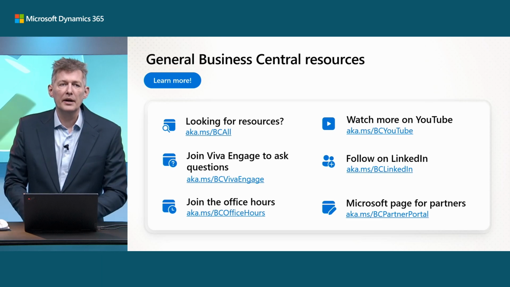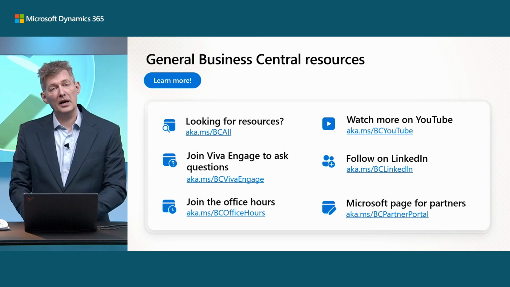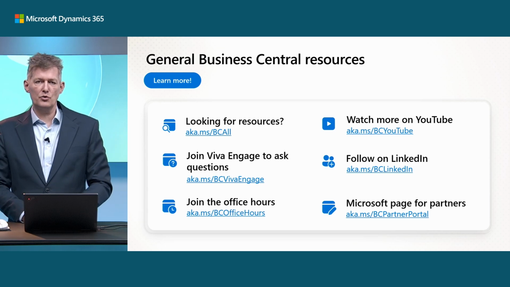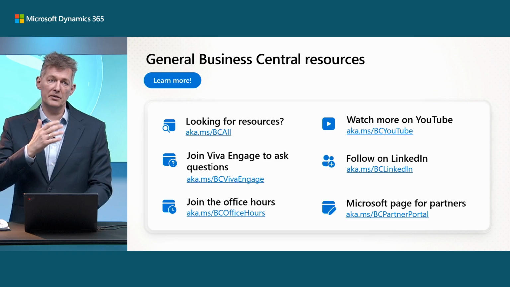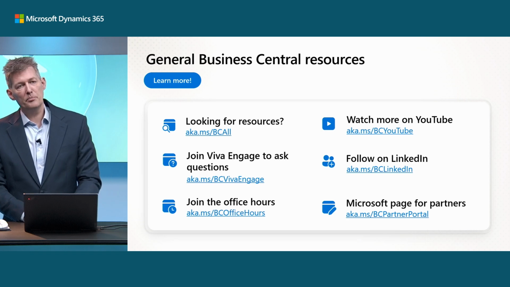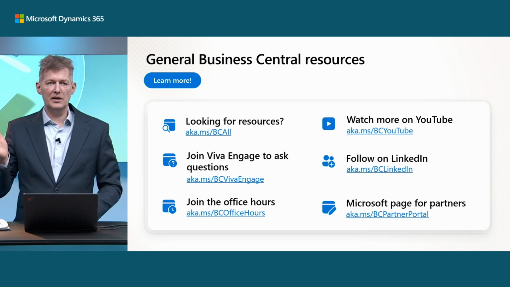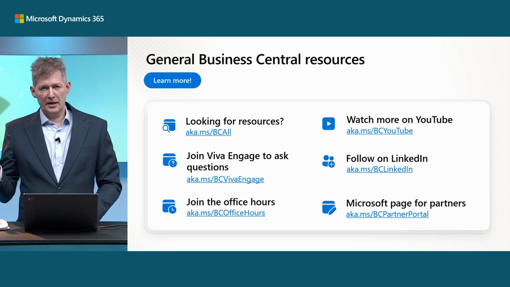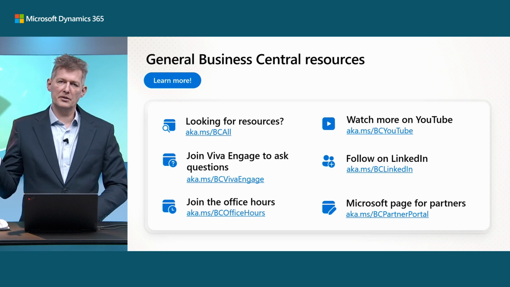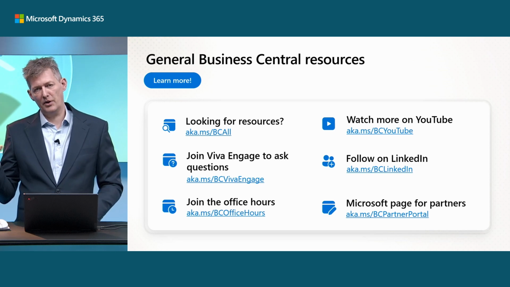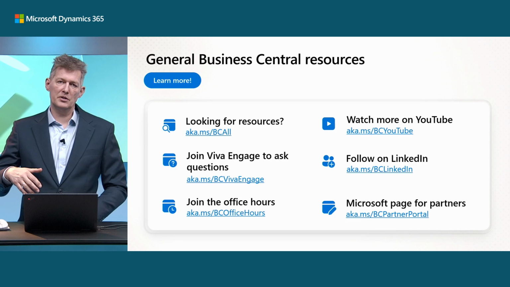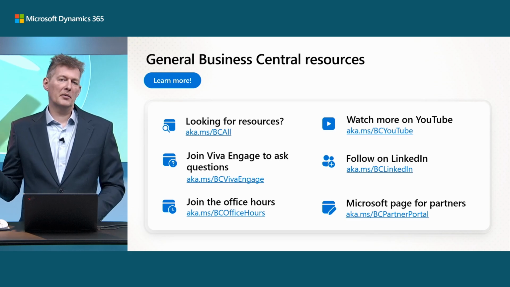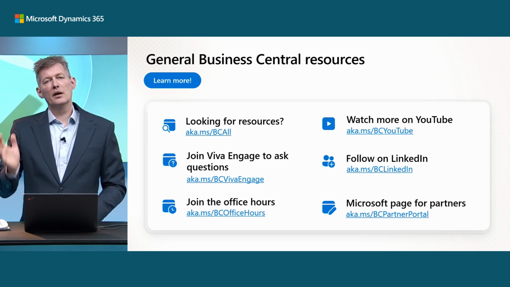The next one is our partner network, social media for Business Central partners, Viva Engage. So aka.ms/BC Viva Engage is where you go and interact with other partners. It's not open for customers, so this is where you can ask questions, interact with the product group, interact with each other in a closed network.